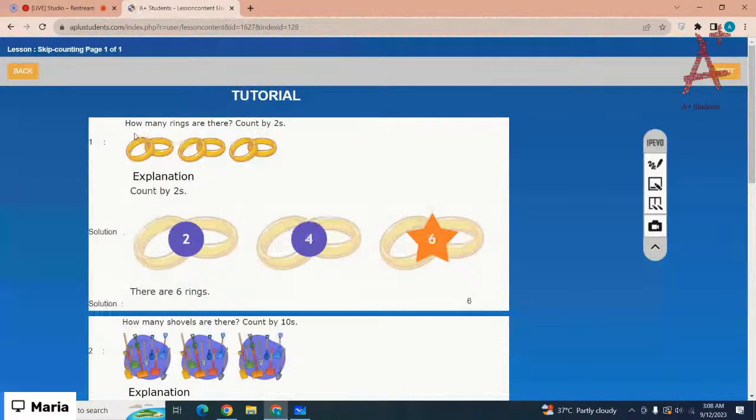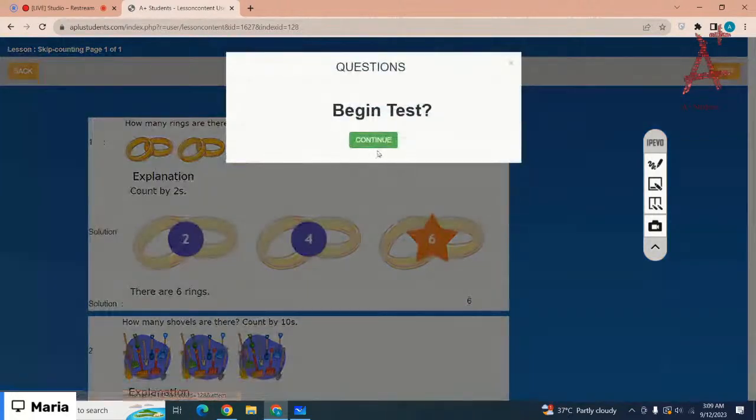Okay, how many rings are there? Count by twos, right? So here you have to count the rings by 2. You made a group of two rings. You have to count them by 2. So 2, 4, 6, right? That means there are a total of 6 rings, right? Then the next one is, let's start with the test questions.